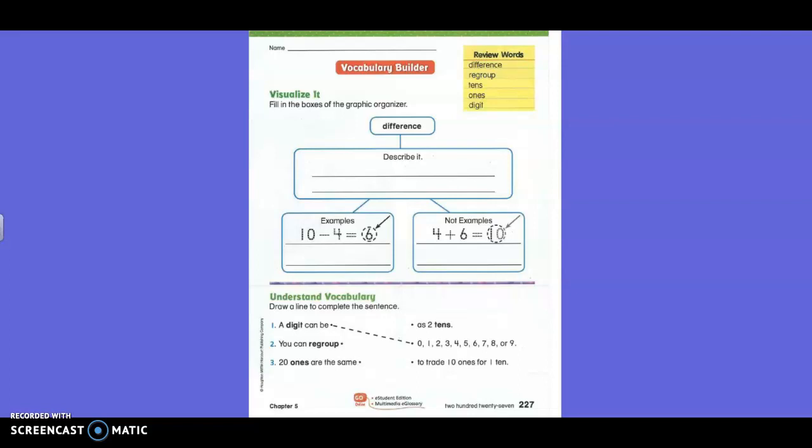So describe it. An answer to a subtraction problem. Write neatly. Make sure you have spaces where they need to be. Not in the middle of words, but after the words. Write neatly. An answer to a subtraction problem.